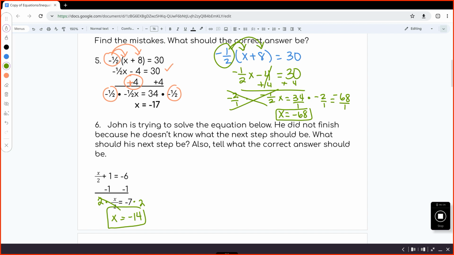So what should the next step be? The next step should be multiply both sides by 2. And then the correct answer is right here. X equals -14.